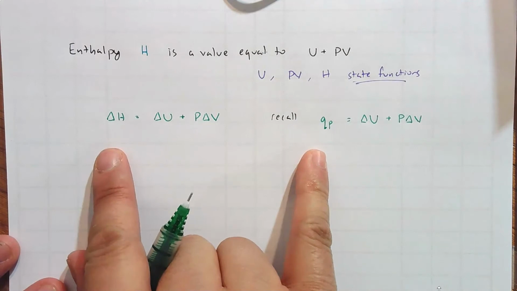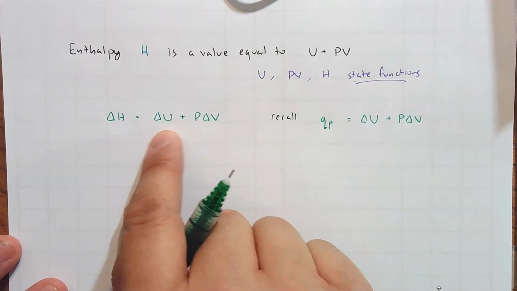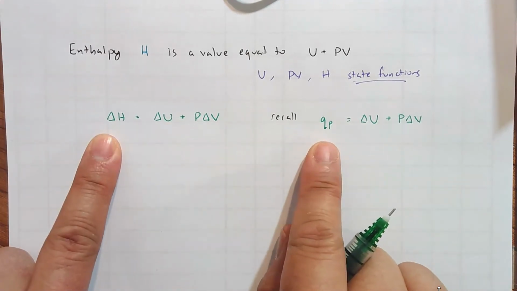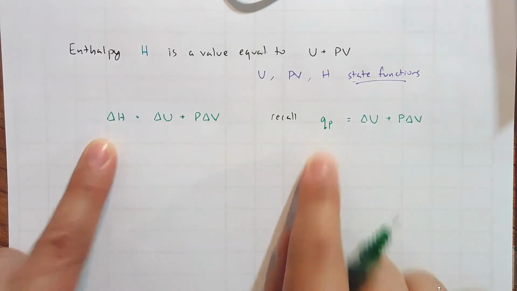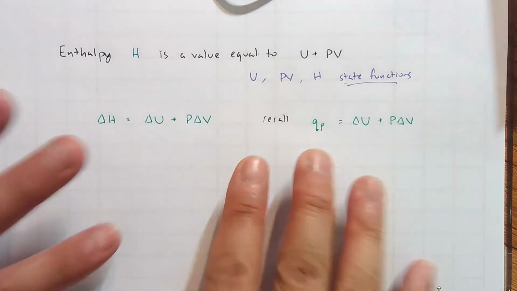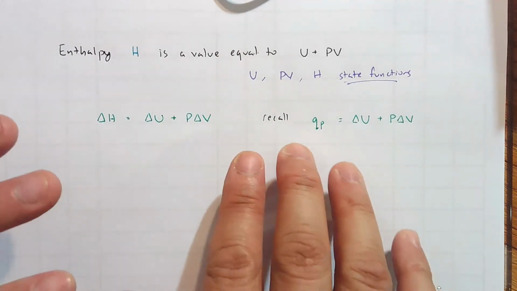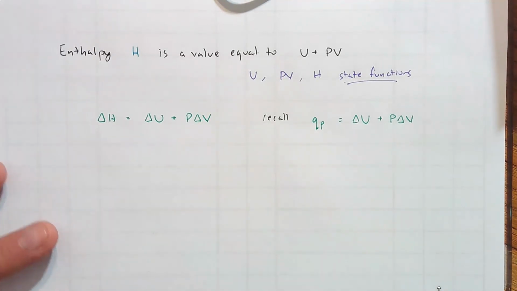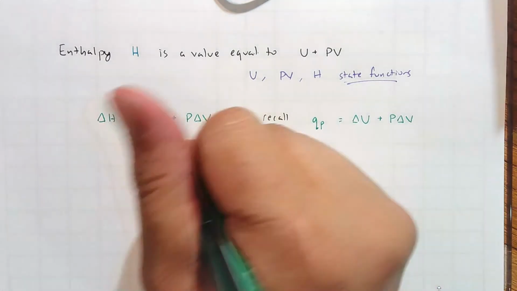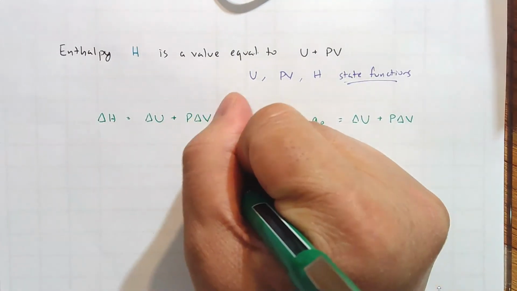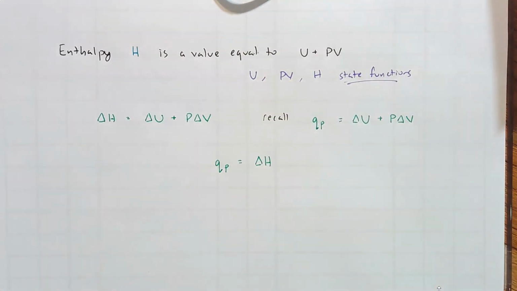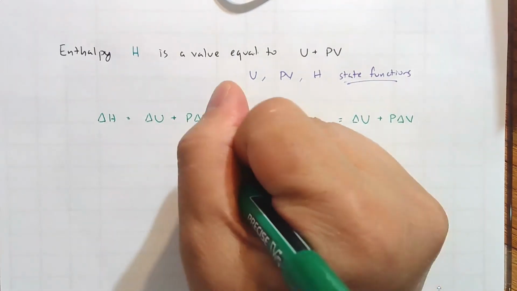So do you see what's happening here? If we replace this delta U plus P delta V, we get delta H equal to the heat at a constant pressure. And this is for most processes that we are going to study, because most reactions are done, again, open to air under constant pressure. This is an important equation to know. QP equals delta H. Put a little box around it.